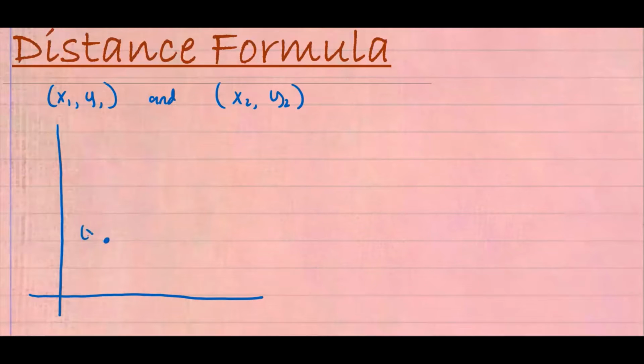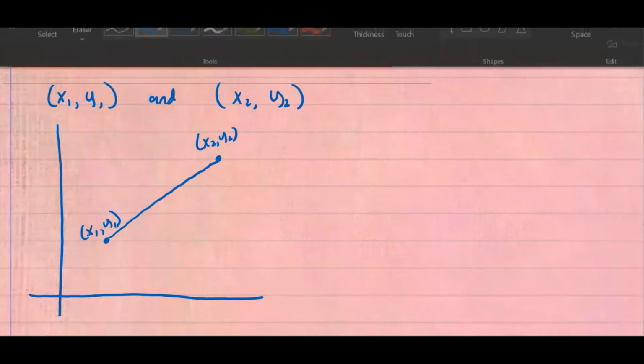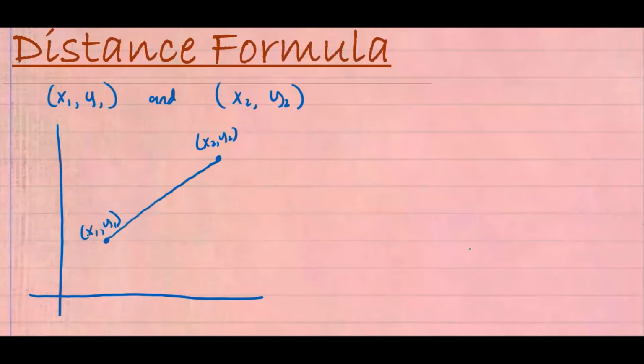And so this is x1, y1. And let's suppose x2 and y2 is located here. Now I want to find this distance right here, how far these points are. So what I'm going to do is I'm going to construct a right triangle. So here's our bottom side and here's our vertical side. And we have created a right triangle.